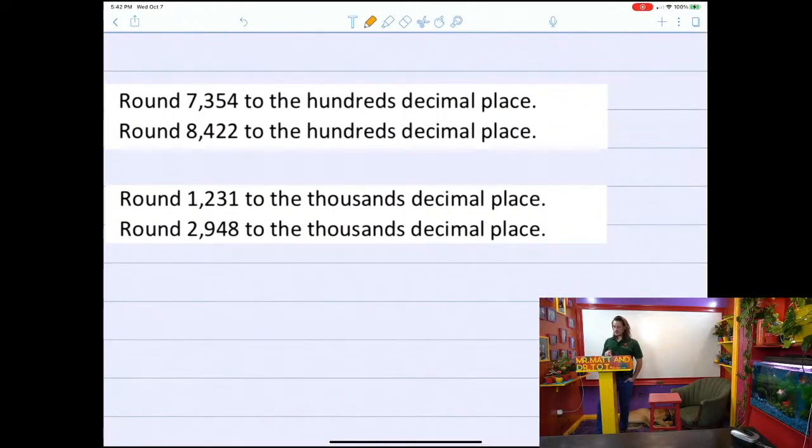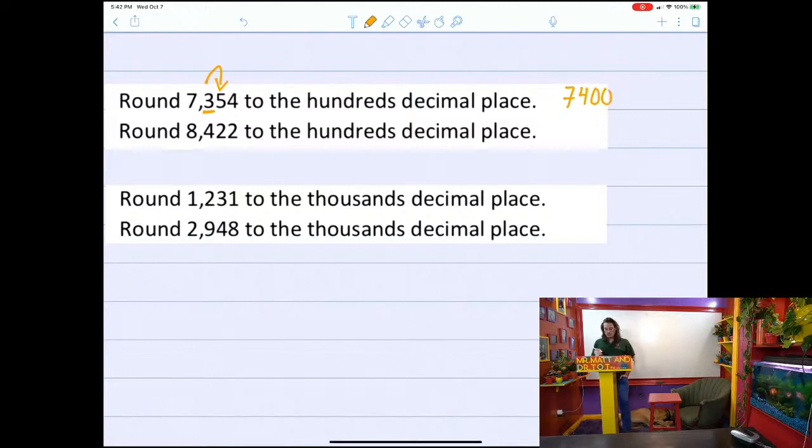Okay, so for the first problem, round 7,354 to the hundredths decimal place. So we're rounding to this value right here. Looking to the number directly to the right, that is 5 or above, so we're going to bump this guy up to 7,400.